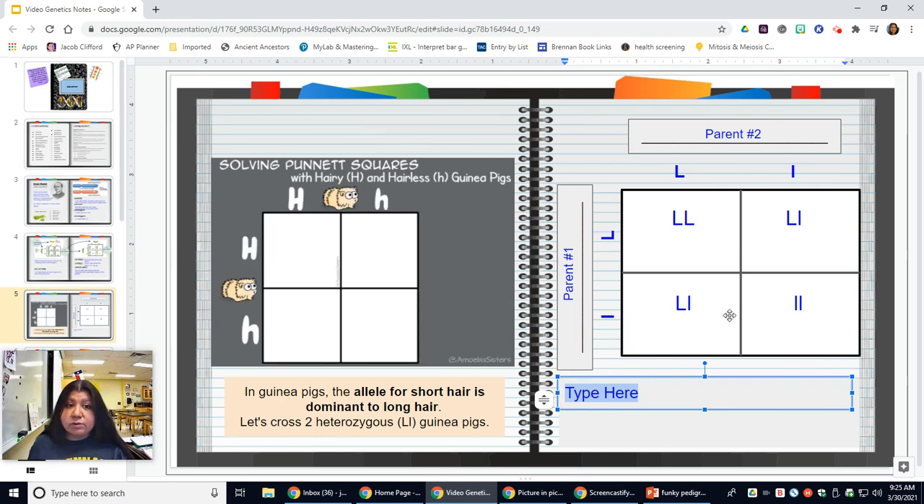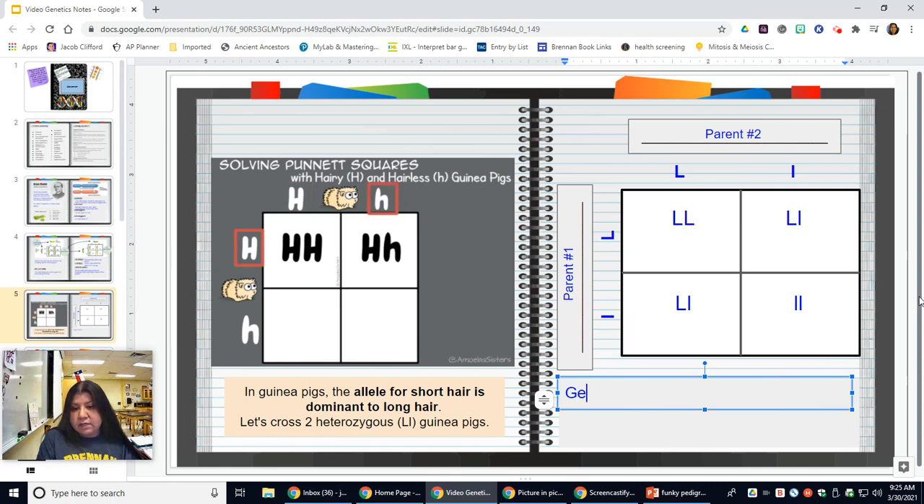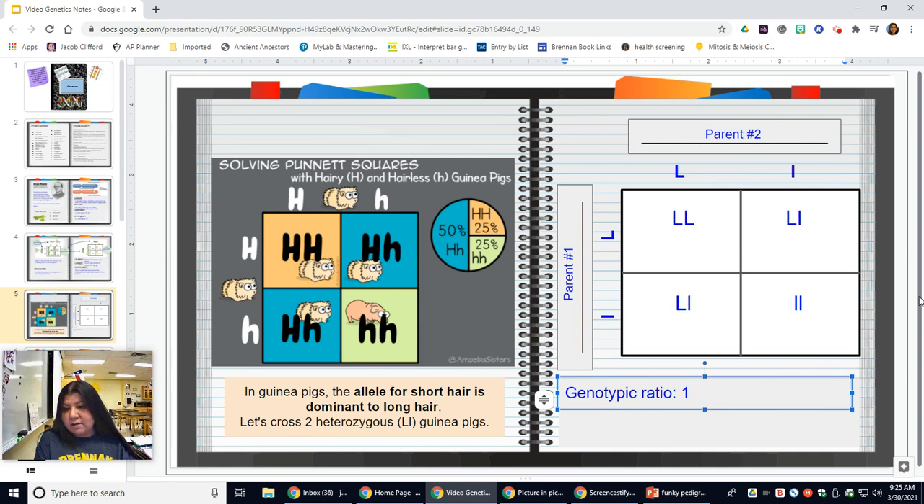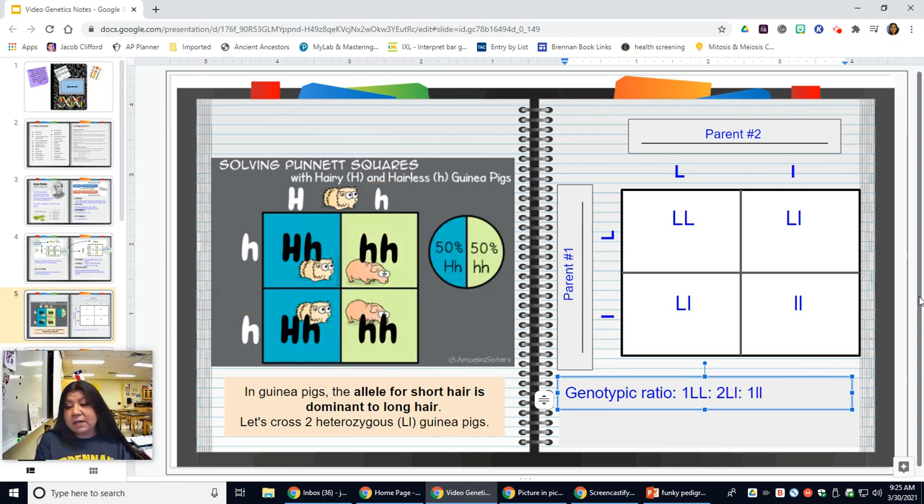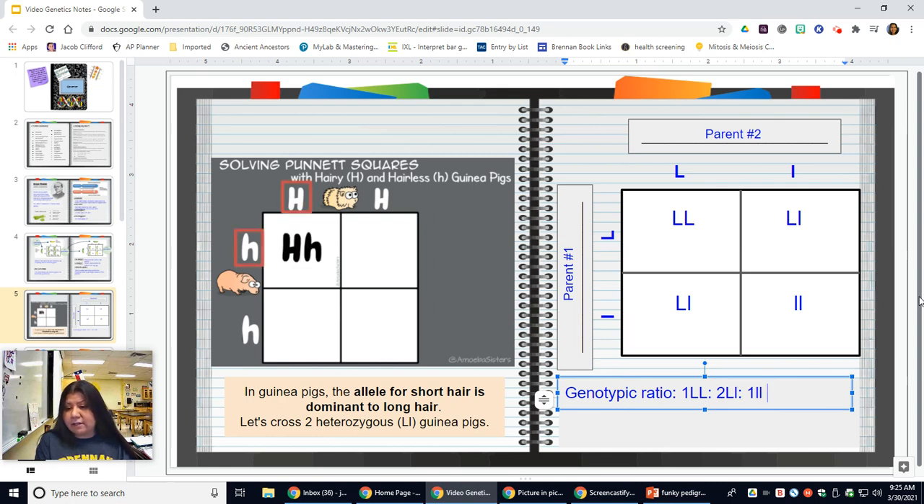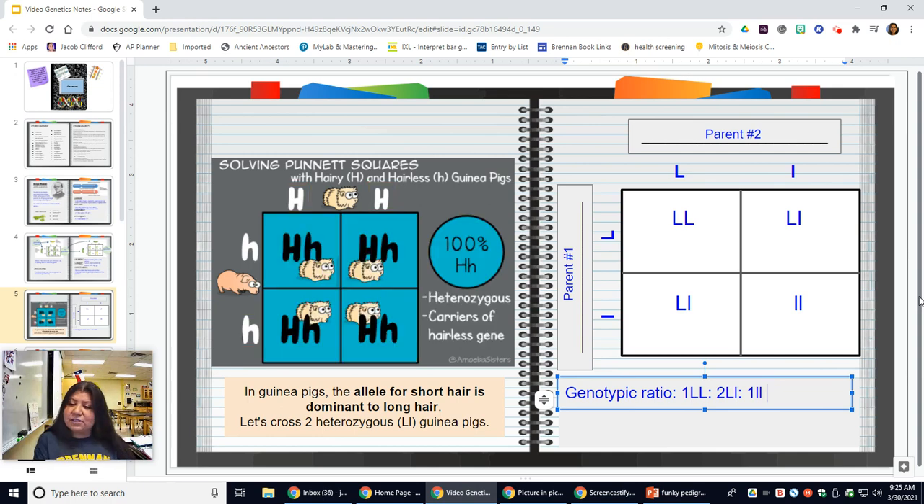So if I'm looking at my genotypes and phenotypes, I can create a ratio. I have a genotypic ratio of 1 big L to 2 big L, little l to 1 little l. I can also do that in fractions. I could say that it is 1/4 big L, 1/2 big L, little l, and 1/4 little l. I could also do it as a percent, 25% big L, 50% big L, little l, and 25% little l. So you just have to look at the problem and see what it's asking for.